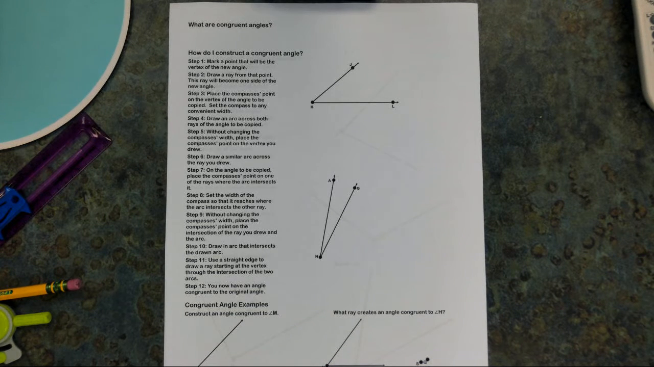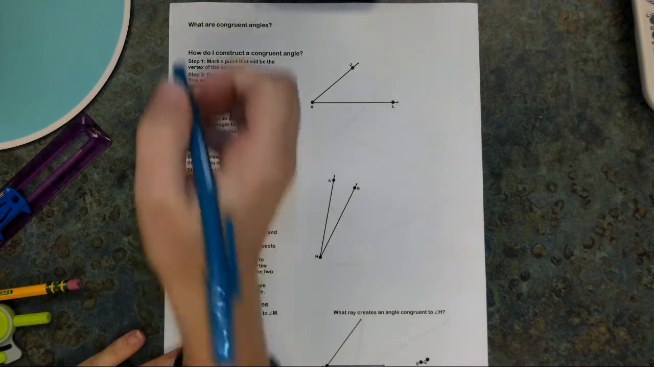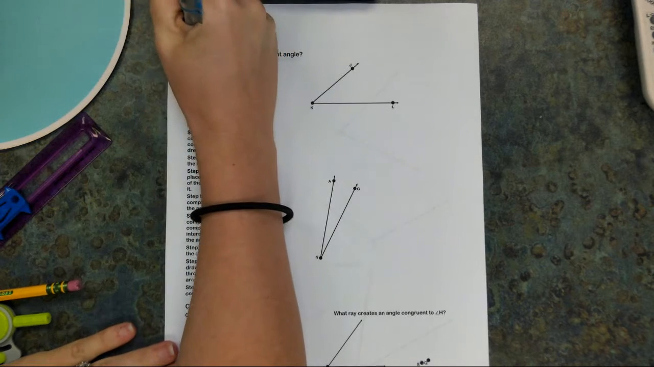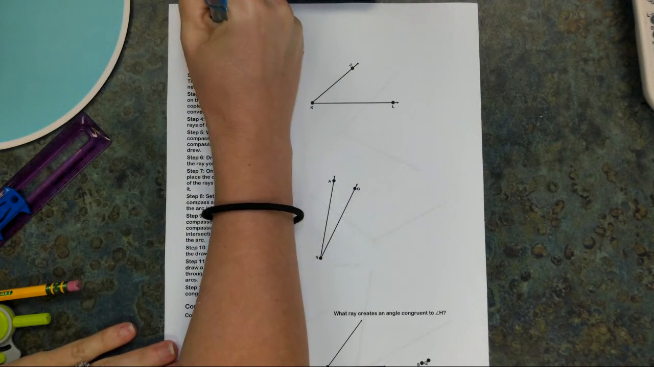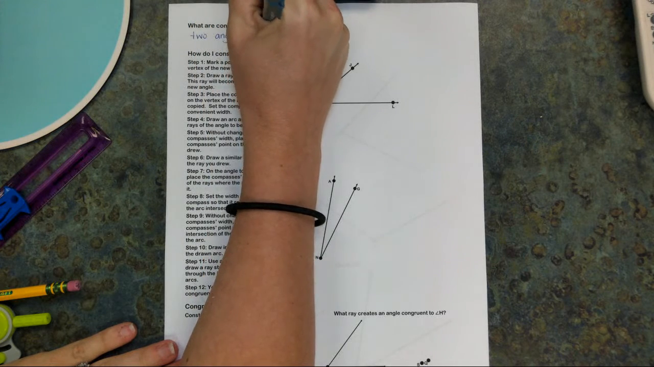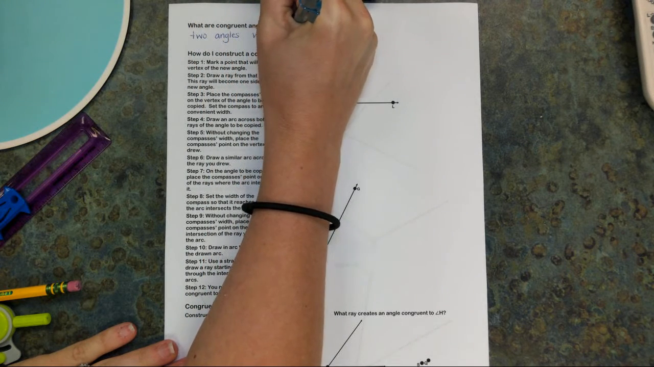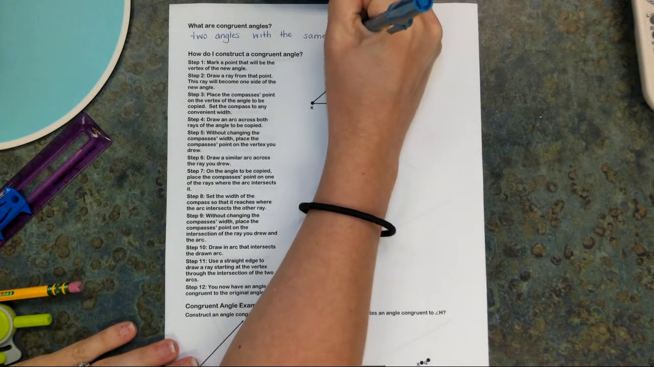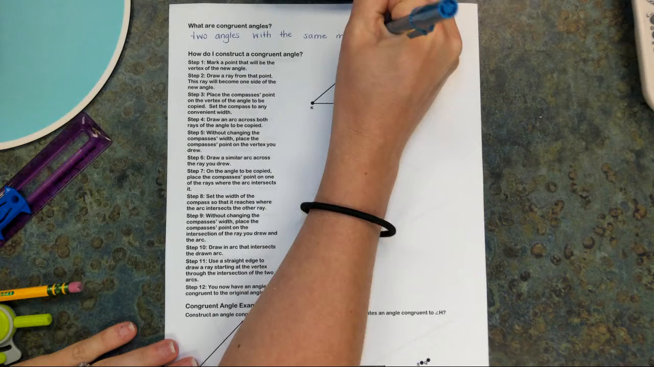So now we're going to talk about a congruent angle. So what are congruent angles? Congruent angles are two angles with the same measurement. Okay.